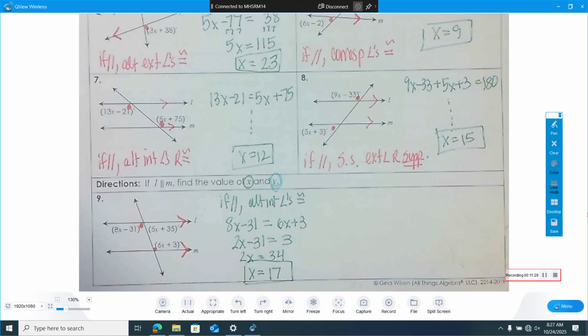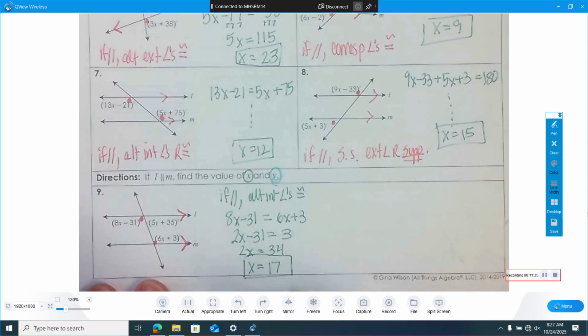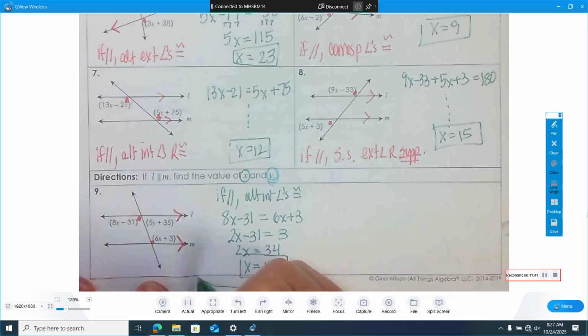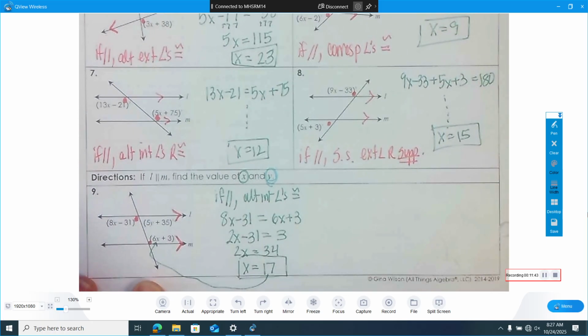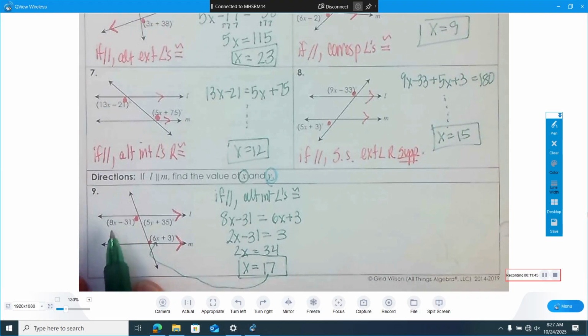And then you would plug the 17 into the 6x plus 3 to get an angle measure. Okay. And there's actually lots of ways we can do this. So you're saying I now know what x is, so I can go ahead and plop it back in. Could I plop it in over here as well? I can plop it in wherever there's an x.